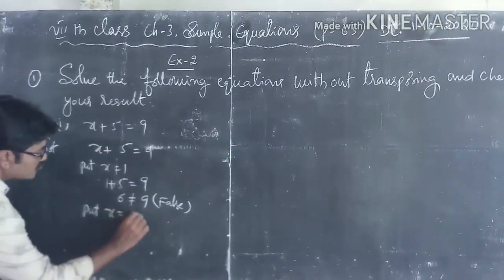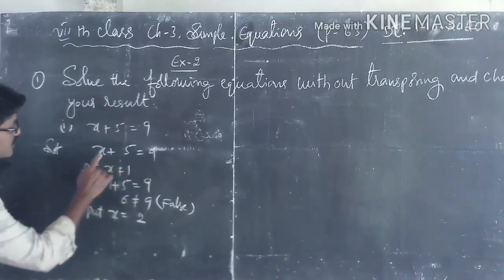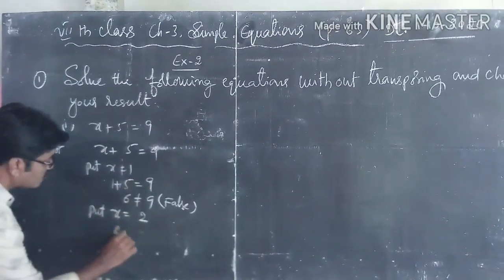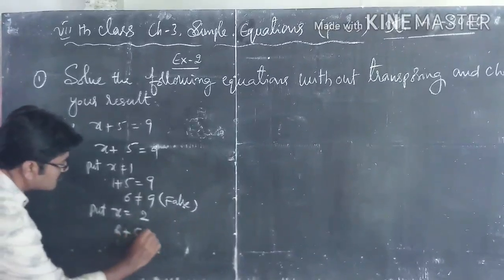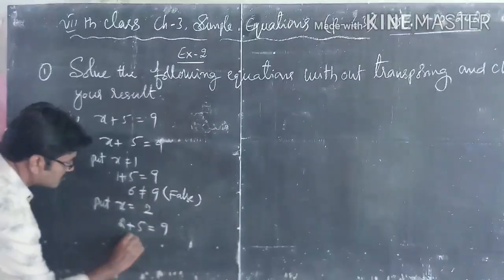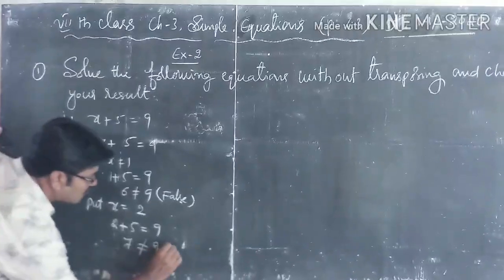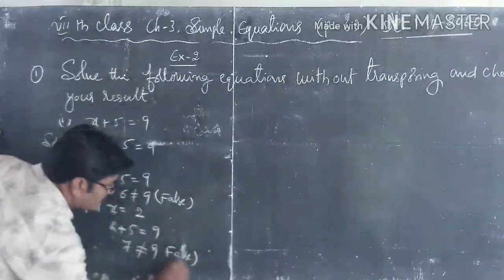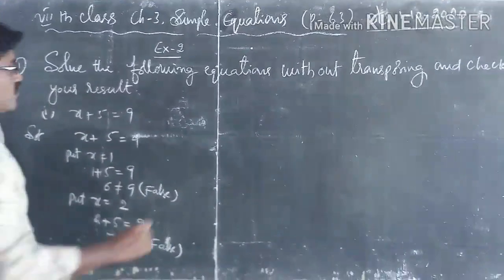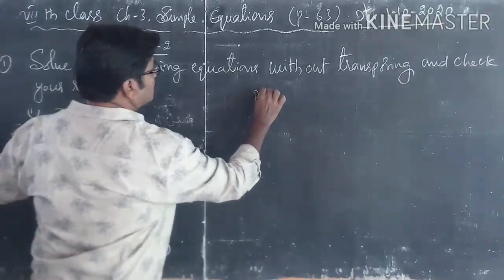Next, put x is equal to 2. In place of x, write 2. 2 plus 5 is equal to 9. 2 plus 5 is how much? 7. 7 is equal to 9? Both sides are not equal. False.